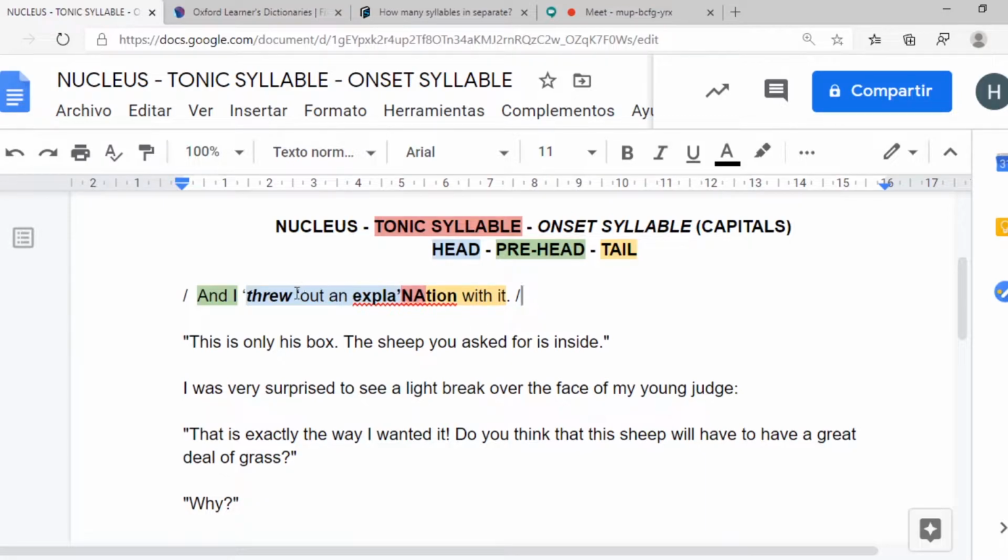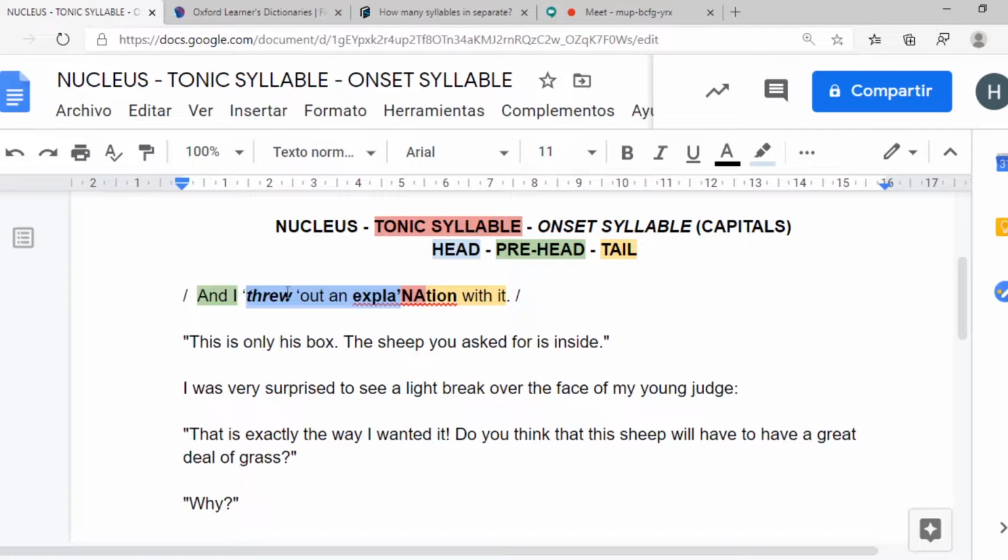Sorry for my diacritic. This is not a stress, but it's kind of. So I have 1, 2, 3 syllables, 3 stressed syllables. So the last one will be, in this case, my tonic syllable, and I have to look for the very first one. From the very first one up to the tonic syllable, I can place the head.